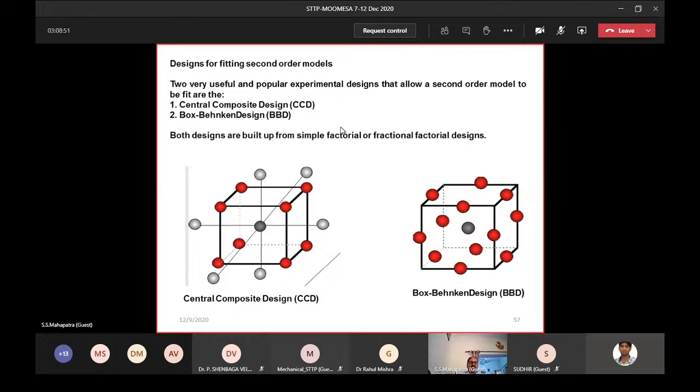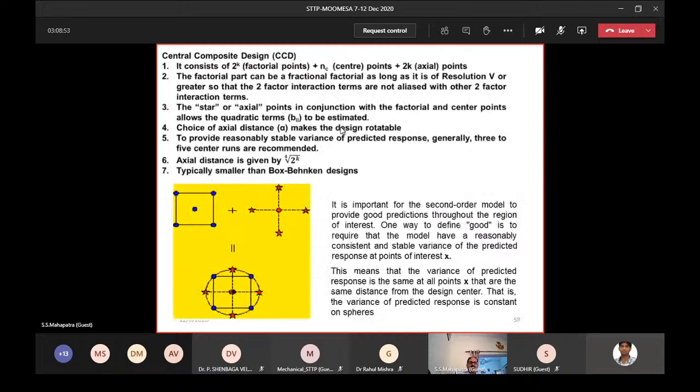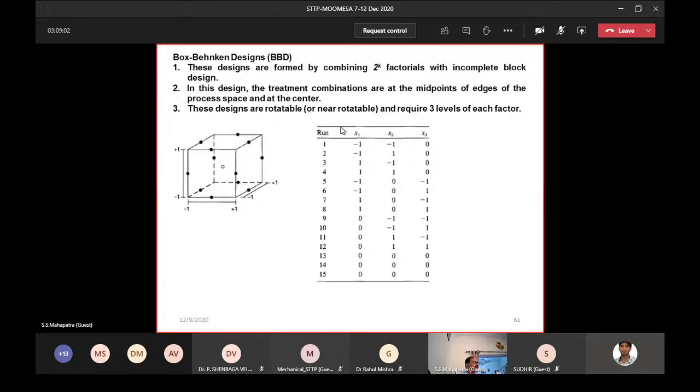empirical equations. For the empirical equations, mostly people use the response surface methodology because it is one of the easy ways of getting the functional relation. So either you use the central composite design or the Box-Behnken design. These are the two ways of getting the equation using the response surface methodology.